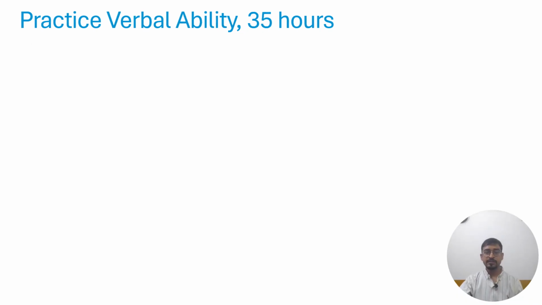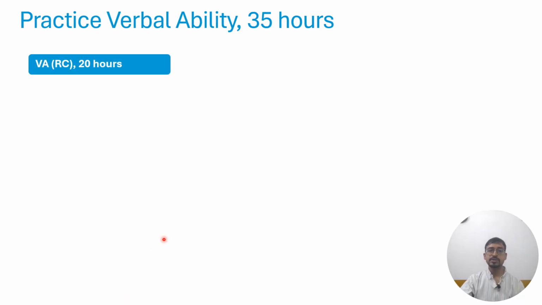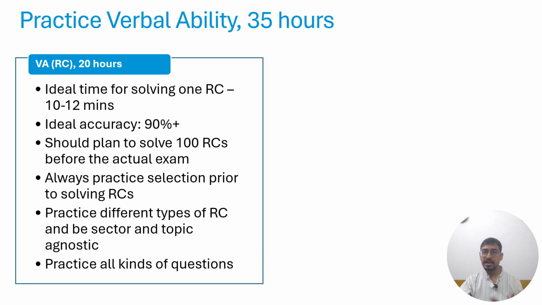So for VA, what I suggest is you start with the VA RC part of the verbal ability section and try to adopt certain strategies. Like I said, you can try starting with solving one RC in 10 to 12 minutes. It might take you more time initially, but as you practice, consider this to be your ideal timeline. Given that RC is very contextual to the passage that is given, try to obtain a good accuracy. The better you are in RCs, the better are your chances, because the information they are seeking is right there in front of you in the passage.